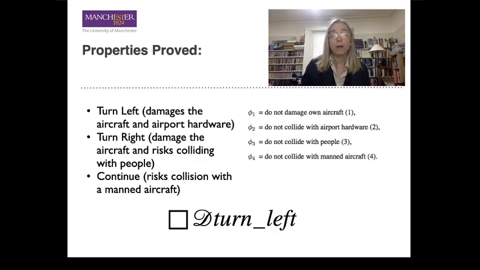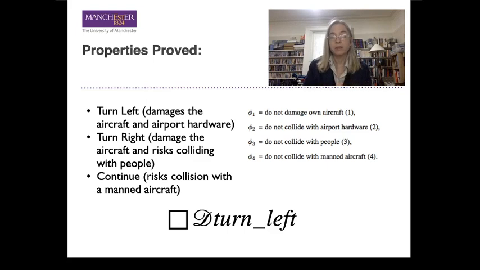And the ethical theory we're using here was based on prima facie duties. It's the same ethical theory that was being used by the GenF system, which I covered in the implementation survey. And in that we had an ordering between the duties. So the most important one was not to collide with manned aircraft, because this would kill a lot of people, followed by not colliding with people, followed by not colliding with airport hardware, followed by not damaging the aircraft itself.